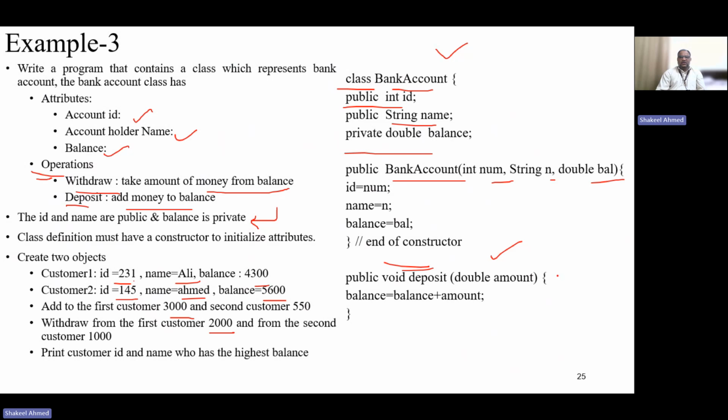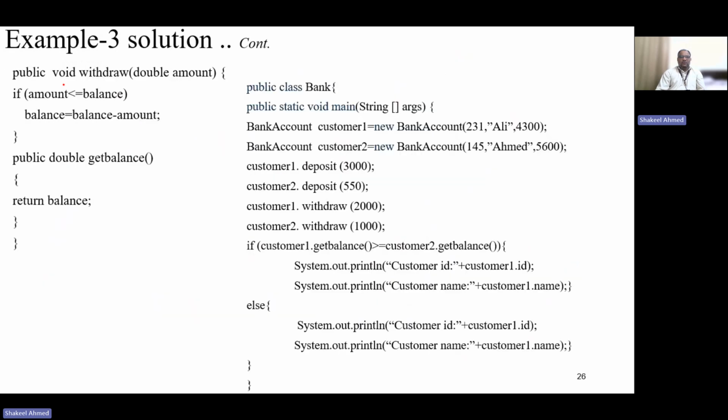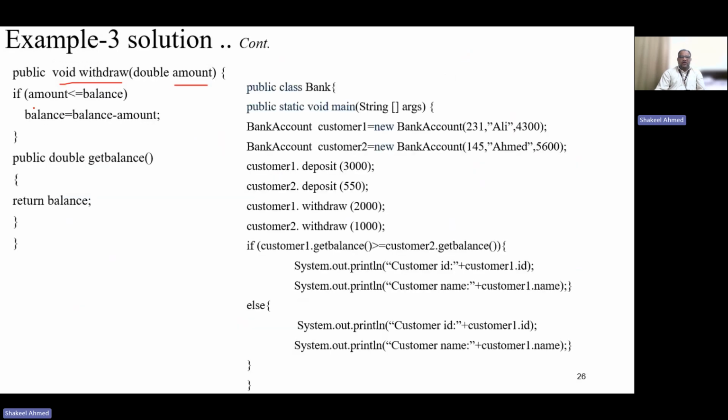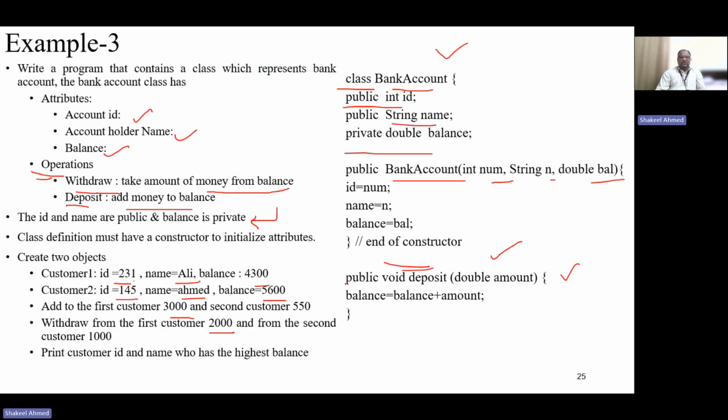So this is only the deposit, and now we want to write the method for withdraw. From withdraw, the current amount is updated. Based on the new balance, if the amount is less than the balance, then balance is equal to the balance minus the amount. Then you get the balance. So here you have the withdraw method, and here you have the deposit method to deposit the values.